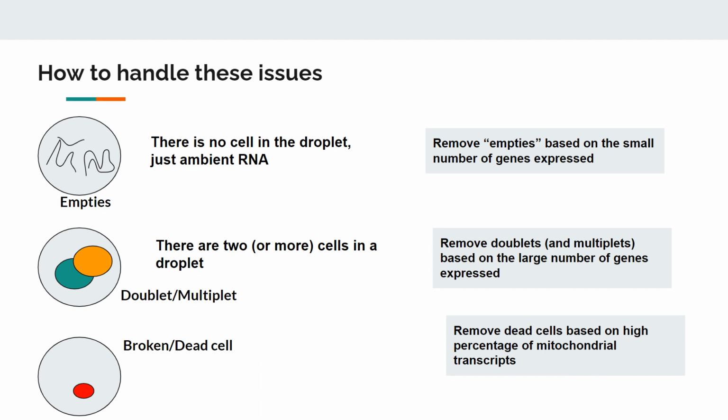We apply the opposite logic in the case of a doublet. More genes will be expressed, because the RNA from both cells will be sequenced. So the amount of RNA is more, and you will get more reads.